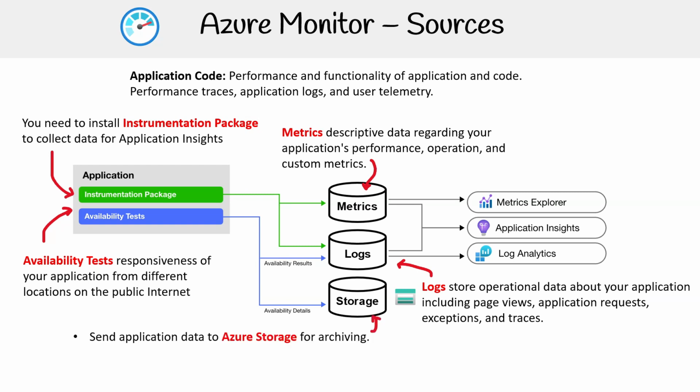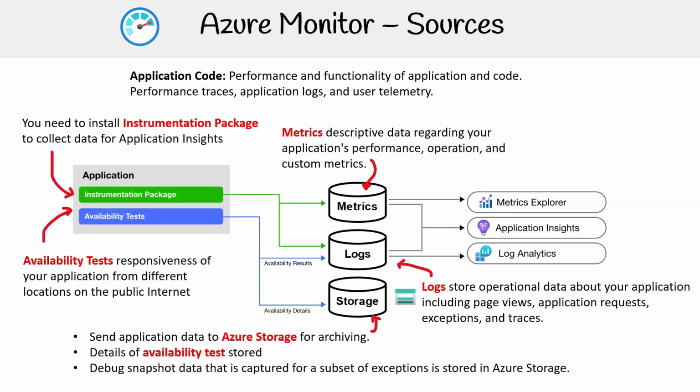You can send application data to Azure Storage for archiving. View the details of availability tests stored. And debug snapshot data that is captured for a subset of exceptions is stored in Azure Storage.